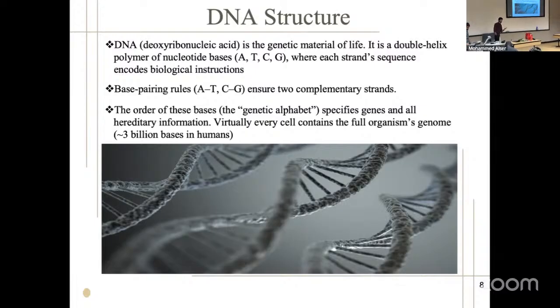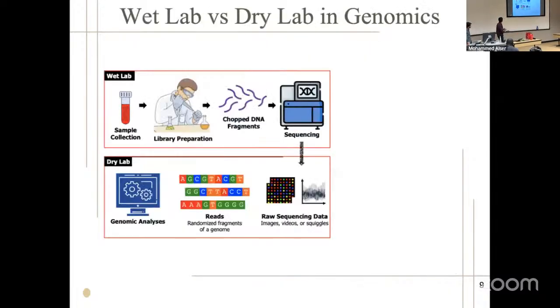It has four types of bases: A, C, G, T. A stands for adenine, T for thymine, C for cytosine, and G for guanine. And there are some basic pairing rules: A always pairs with T and C always pairs with G, right? So here we have a 3D image of DNA, how DNA looks. Now we'll go further.